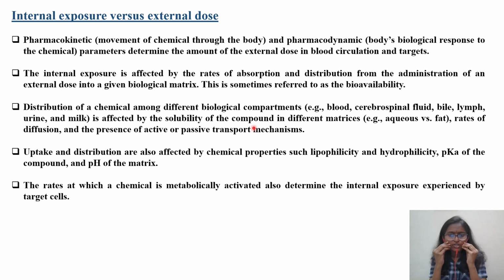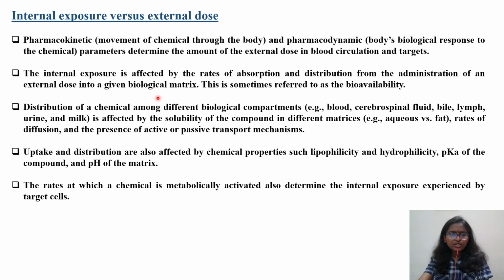Physicochemical properties of a compound of a particular chemical are very, very important in different matrices. Again, if you look at any typical cell membrane, it is made up of a phospholipid bilayer, right? So in order for a chemical to penetrate this phospholipid bilayer, the physicochemical characteristics of the chemical are very, very important. Okay. So that's why here it is saying compound in different matrices, whether it is aqueous or fat.